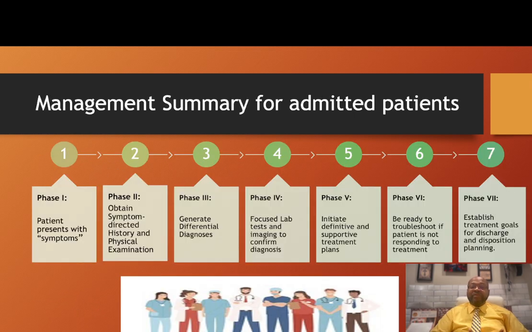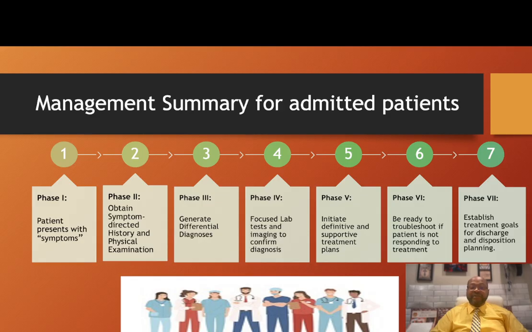So in summary, the management summary for admitted patients, we start with phase 1. The patient presents with symptoms. Your phase 2, you obtain symptom-directed history and physical exams. Phase 3, you generate differential diagnosis based on that. Phase 4, you order focused lab tests and images to confirm your diagnosis.